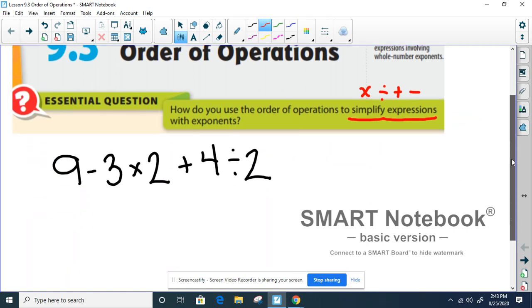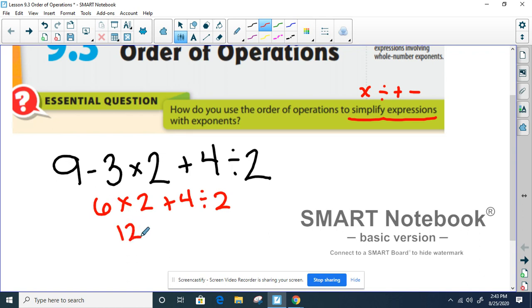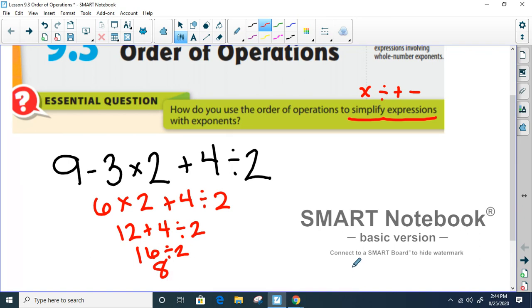So if you see below here, I have 9 minus 3 times 2 plus 4 divided by 2. This is a number sentence. I'd like you to pause the video and solve. So if you'll notice, there's lots and lots of different ways to do this. Some of you might have just gone straight through and done 9 minus 3 is 6 times 2 plus 4 divided by 2, and then said 6 times 2 is 12 plus 4 divided by 2. 12 plus 4 is 16 divided by 2, and you get an answer of 8. That is, however, incorrect.